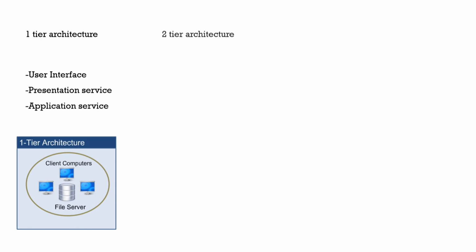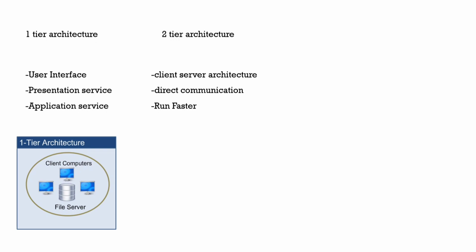Next, in two tier architecture, the application is divided into two main components: the client, which is the user interface, and the server, which is the database. The client tier, which is the front end, is responsible for the user interface and the application logic. The server tier, which is the back end, manages the database and handles the data processing.